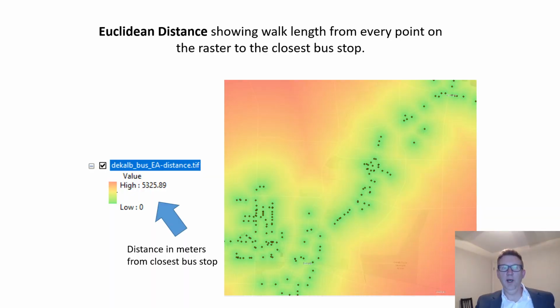This would be an example of using Euclidean distance to show walk length from every point to the closest bus stop. Again, a common example of this. Not only what is my nearest bus stop, but how many miles or feet or meters does it take to get there.